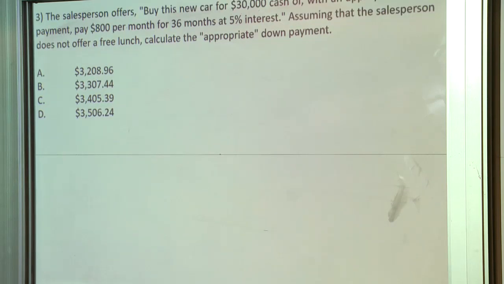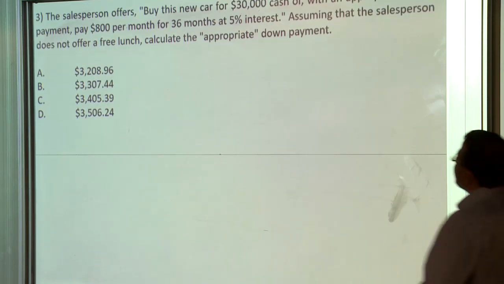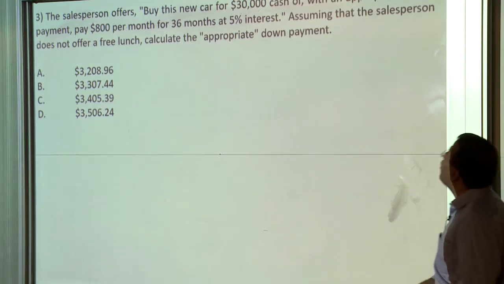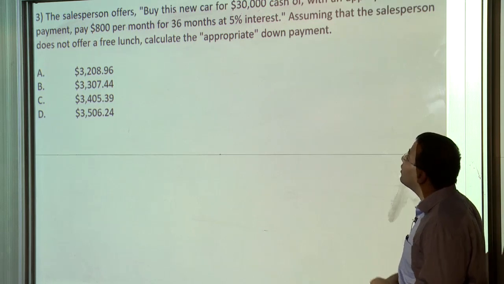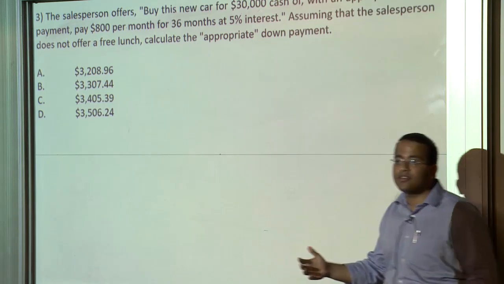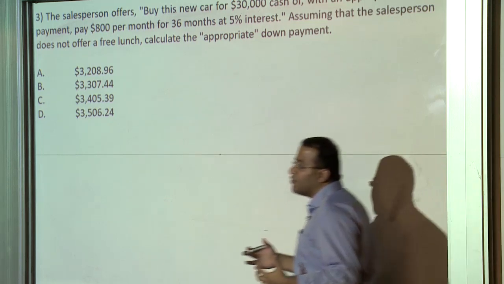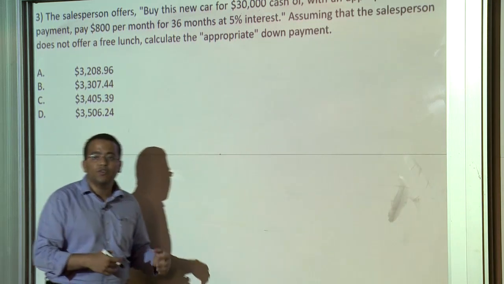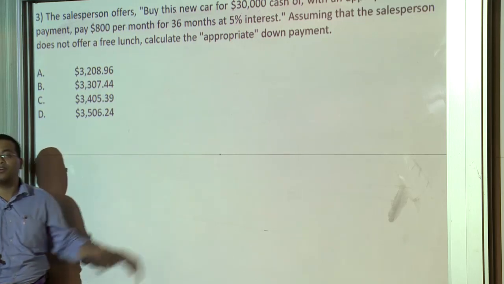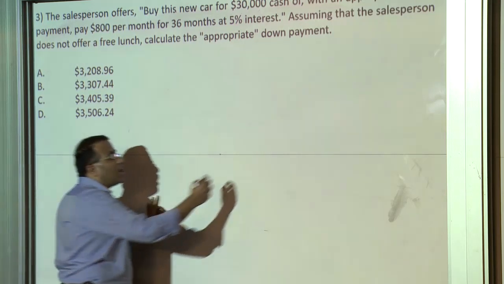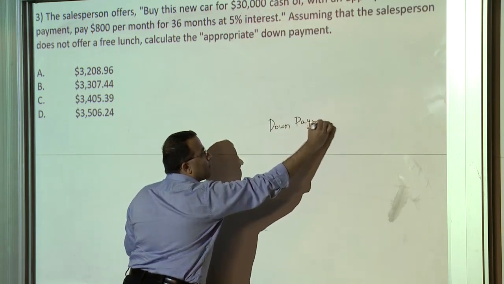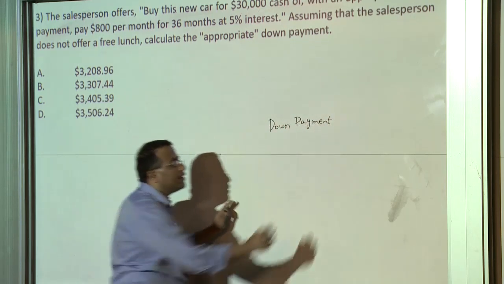Okay, let's move on. Question number 3: the salesperson offers to buy this new car for $30,000 cash, or with an appropriate down payment, pay $800 per month for 36 months at 5% interest. So there are two different plans. One is you pay $30,000 cash right now. The other is you make a down payment and follow it up with an annuity.